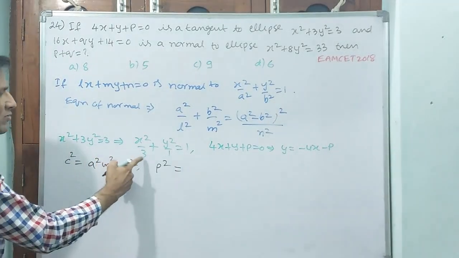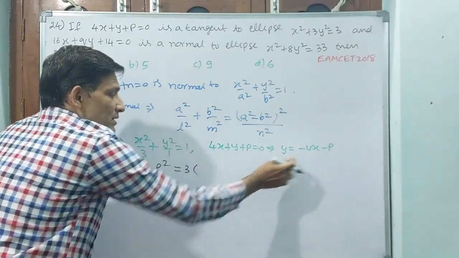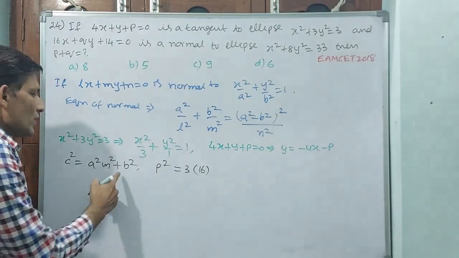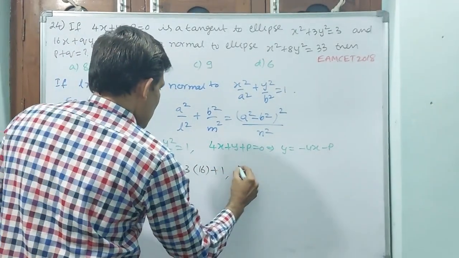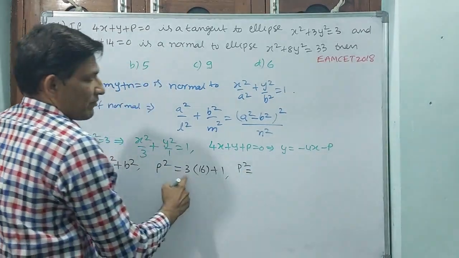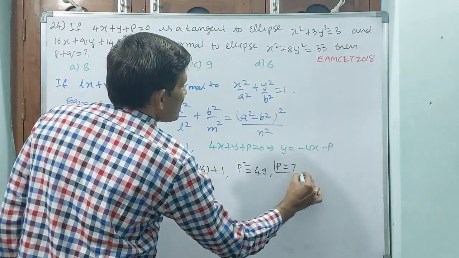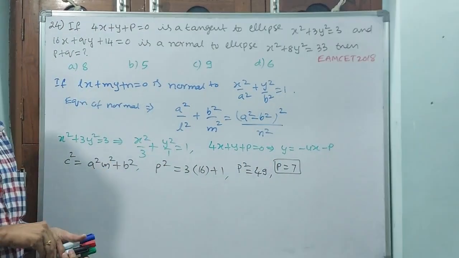What is a square? A square is 3, into m square. What is m? m is minus 4, minus 4 square is 16, plus b square, 1. Now you see p square is equal to 48 plus 1, 49, so p is equal to 7. That means one value you have got. P plus q they are asking, p you have got, but we have to find the q.